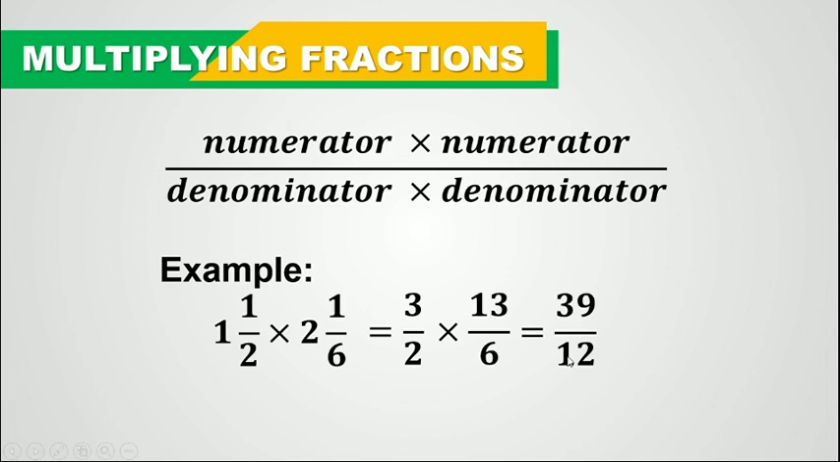Now, you also have to consider that if your answer is still reducible, you have to reduce your answer to its lowest form. As you can see, 39 and 12 are both divisible by 3. So therefore, you're going to divide or reduce this answer first to its lowest form. So 39 divided by 3, that's 13. And then 12 divided by 3, that's 4. So your final answer would be 13 over 4. Again, you still have to simplify your answer to its lowest form if it's still reducible. Alright?